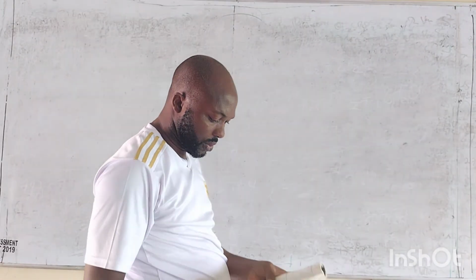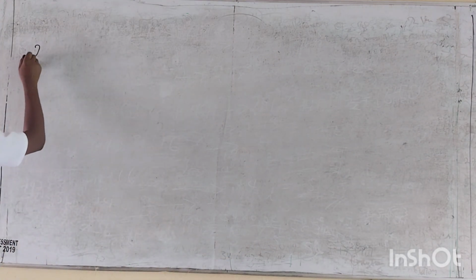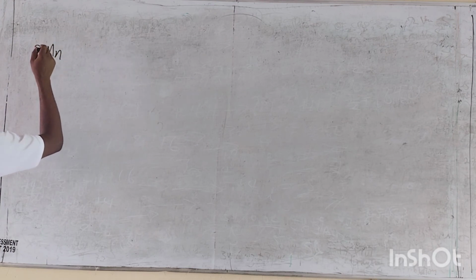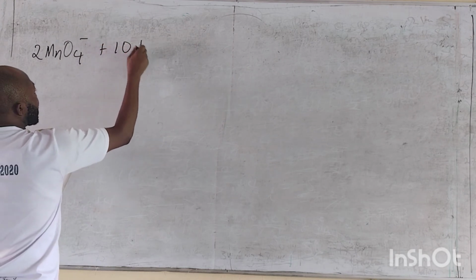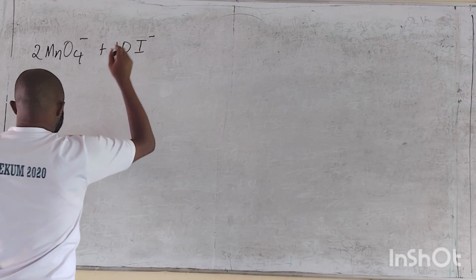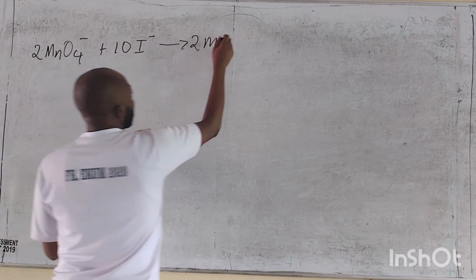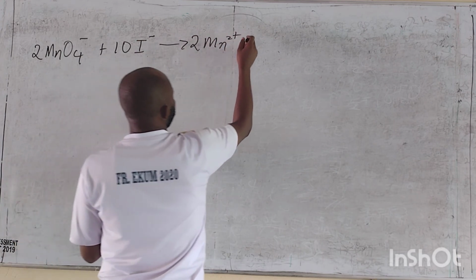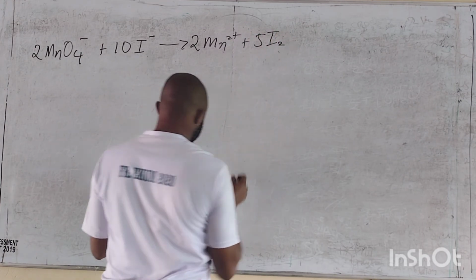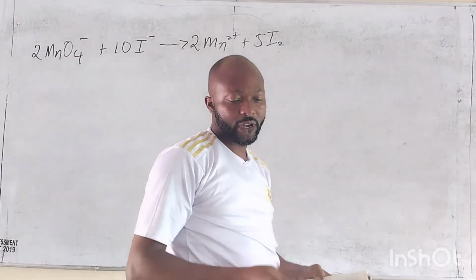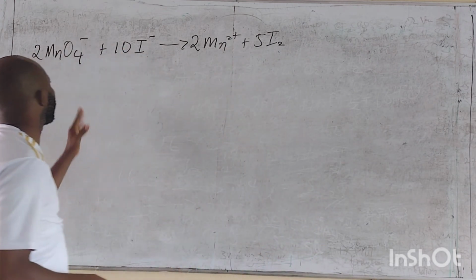Okay, let's take this. 2 MnO4 minus plus 10 iodide ions, I minus, gives us 2 Mn2+ and 5 iodine molecules. So they have calculated the oxidation state and they've done the cross multiplication. So let's balance for oxygen.